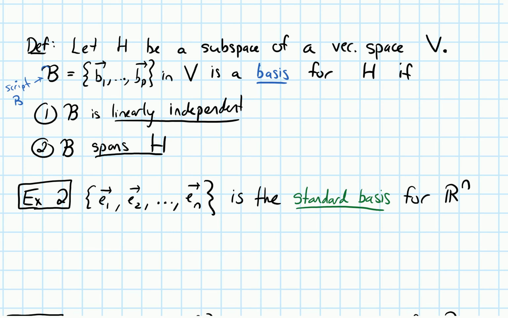We've actually seen examples in Rn of sets that are a basis for Rn. The most common one is here in example 2. The set of vectors E1, E2, all the way up until En, is what's called the standard basis for Rn. It's the simplest basis that we have for Rn, and the most commonly used, which is why it's called the standard basis. Remember, E1 is the first column of the identity matrix. It's 1, 0, and then just a bunch of zeros under the 1. E2 is 0, 1, so the 1 is in the second entry, and then a bunch of zeros underneath that. So that's what E2 is.